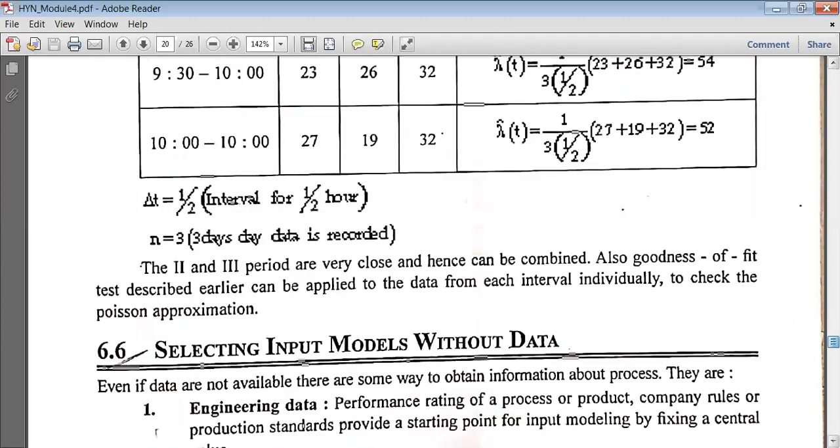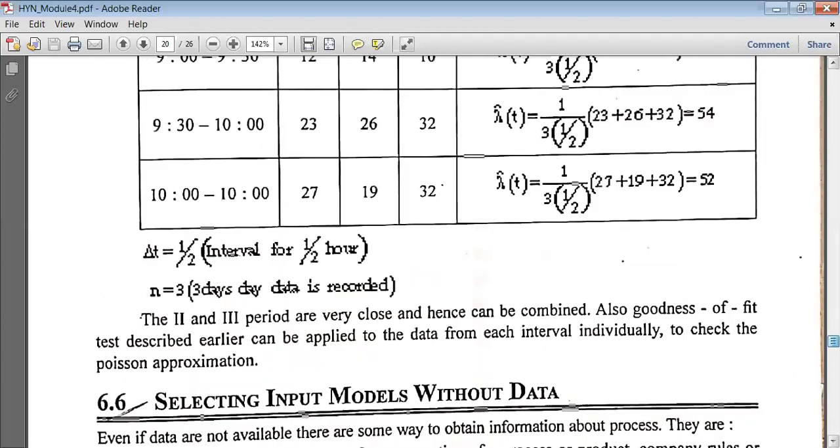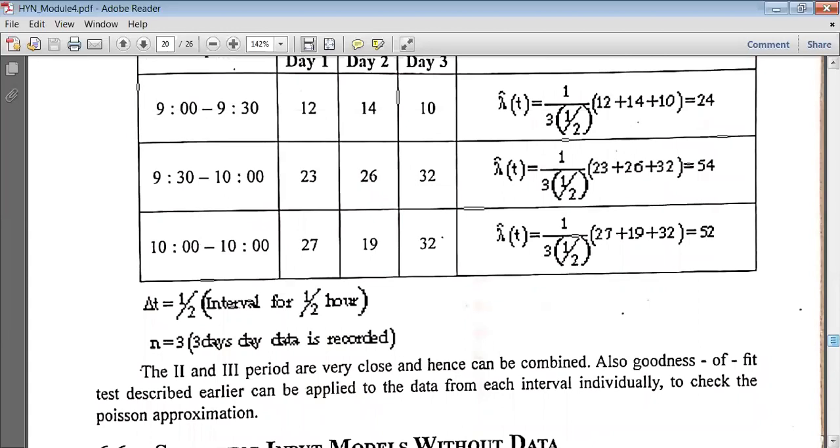So like this you have to calculate. Then we can see that the second and the third period, that is 9:30 to 10 and 10 to 10:30, have the values 54 and 52. They are very close to each other and hence they can be combined.